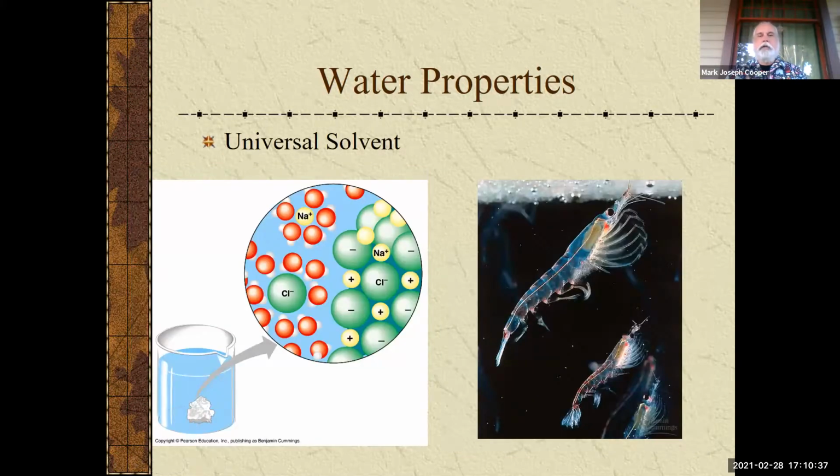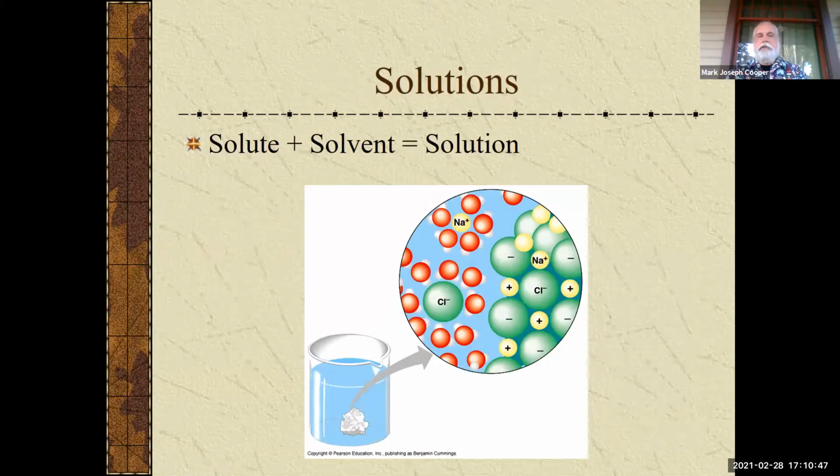All right, and the last property is that water is considered to be the universal solvent. It dissolves most things. So real quickly, a solvent is something that dissolves something else. We have solutions. A solution is a mixture of solute and solvent. For example, salt water. Salt would be the solute, water would be the solvent, and the salt water would be the solution.